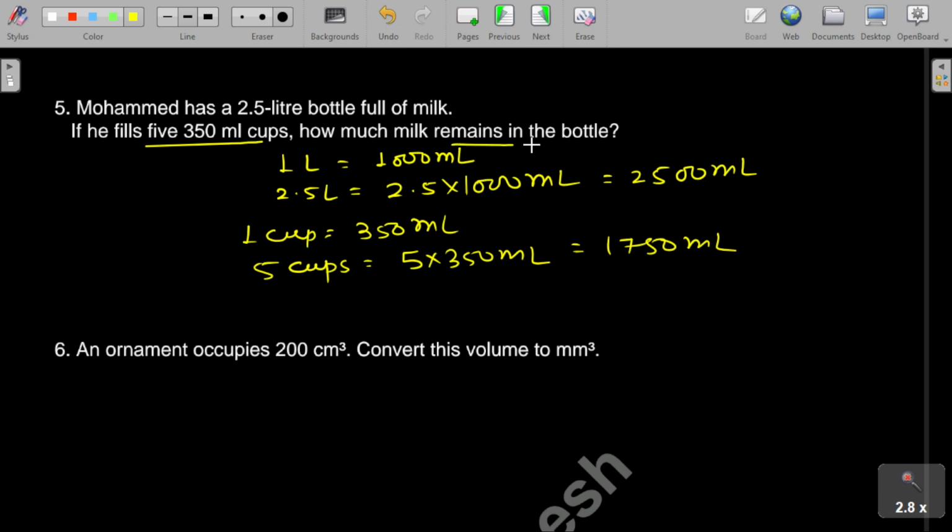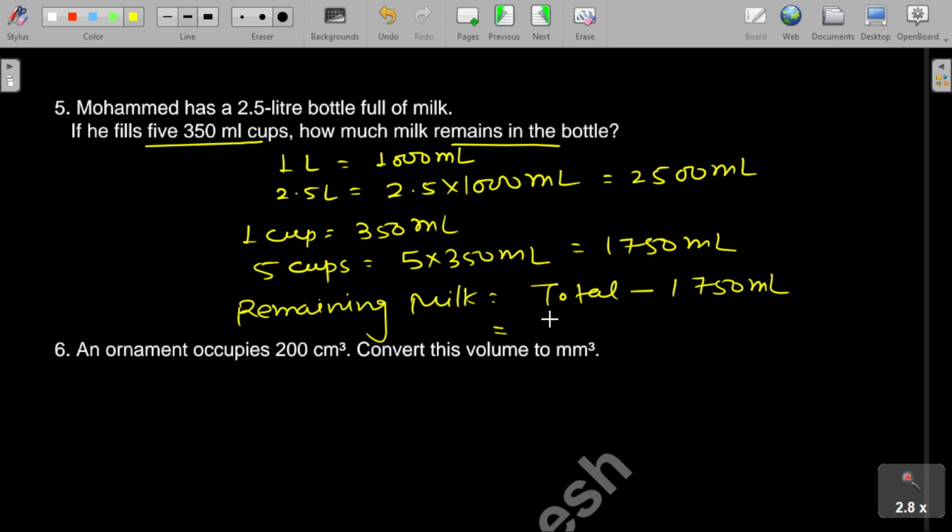And how much milk remains in the bottle? So the remaining milk equals total minus 1750, because he fills 5 cups of 350 ml. The remaining is total minus 1750, so total is 2500 ml minus 1750 ml, and the answer is 750 ml.